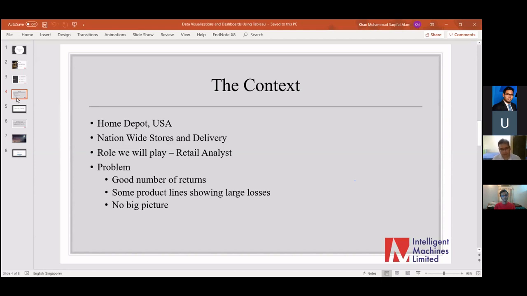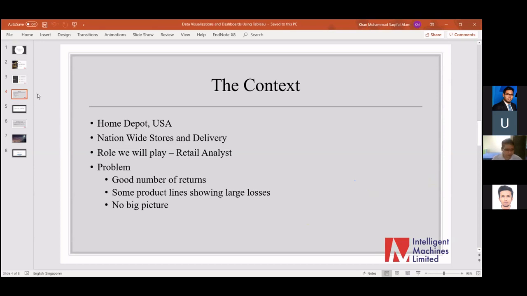From the overall data, when we look at it, there are more than 10% returns, 15 to 16% returns. Some of their product lines are showing massive losses even after discounts. And also, from the initial data set that we have shared, it's tough to get an overall big picture. So in this context, we are starting off this session now.